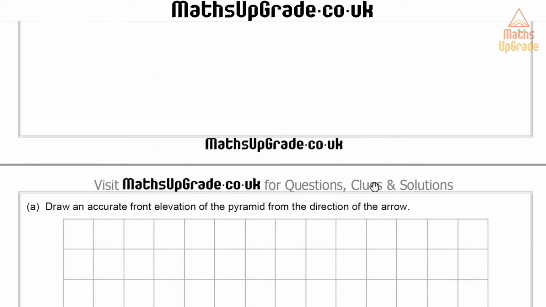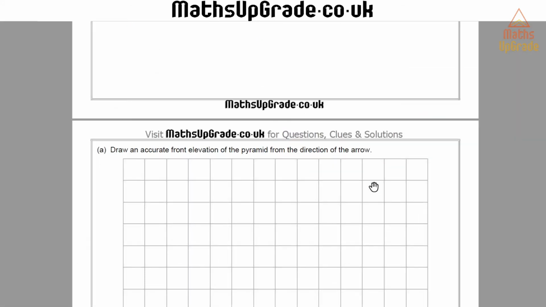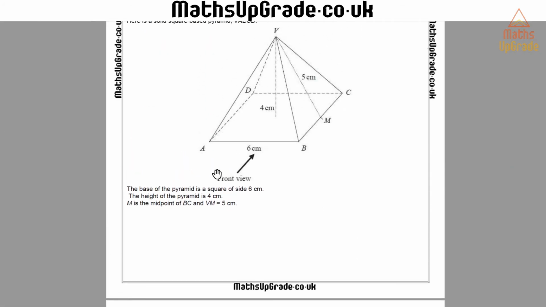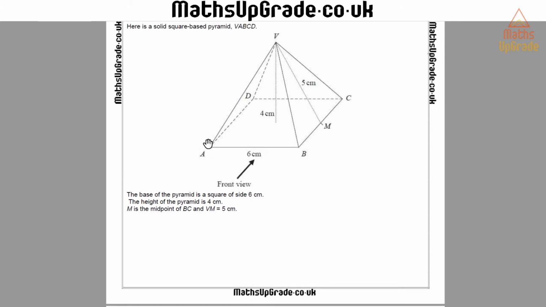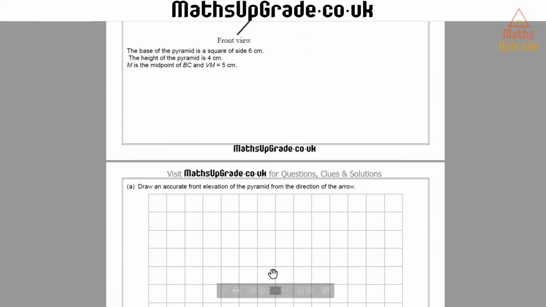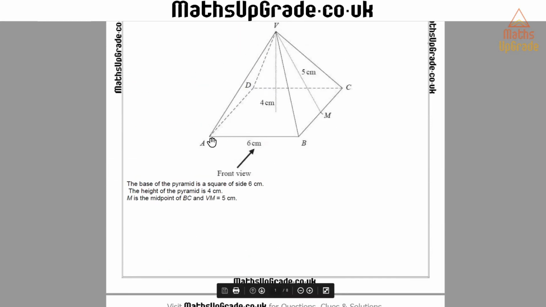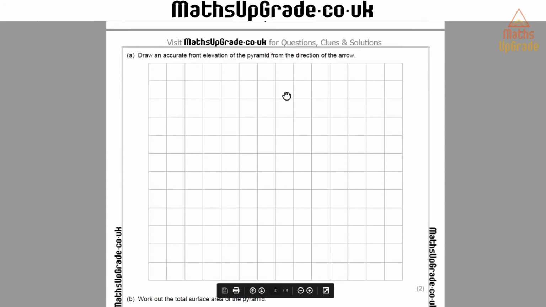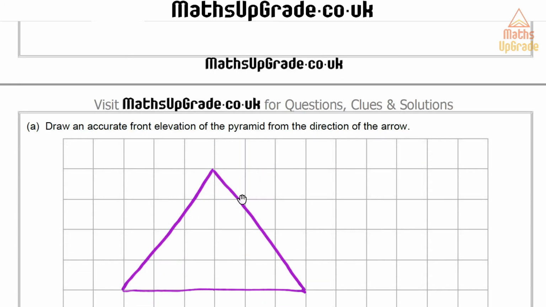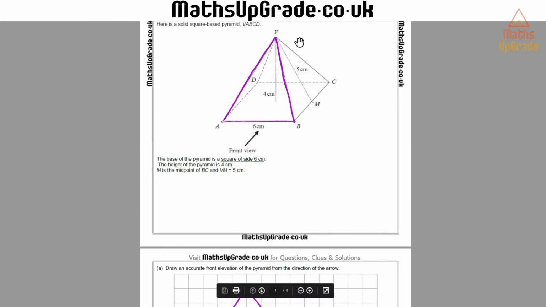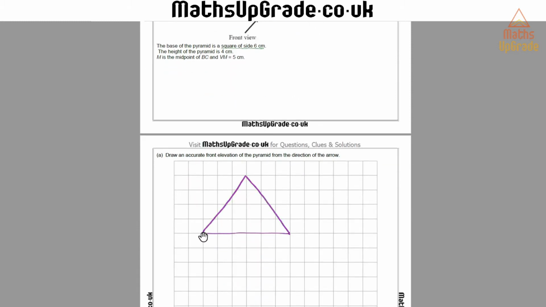the pyramid. To draw an accurate front elevation of the pyramid, all I have to do is simply imagine I'm looking at the pyramid from this direction of the arrow. Since all I'd see is a triangle, I have to draw a triangle on this grid. What I have to make sure I do is draw accurately, bearing in mind that this is a squared grid. So it would look something like that. There's that face. Since the face is 4 centimeters vertically and 6 centimeters wide, I need to draw a triangle which is 4 centimeters high and 6 centimeters wide.